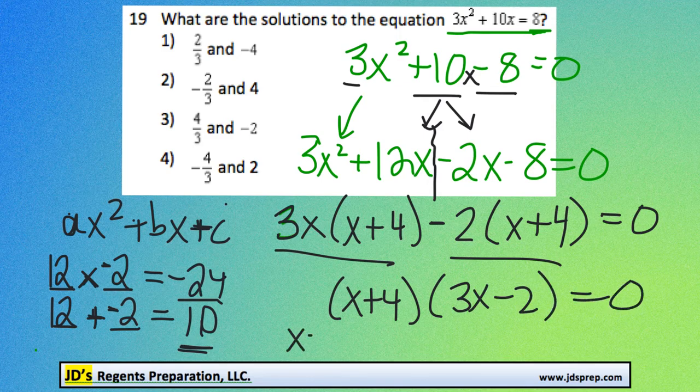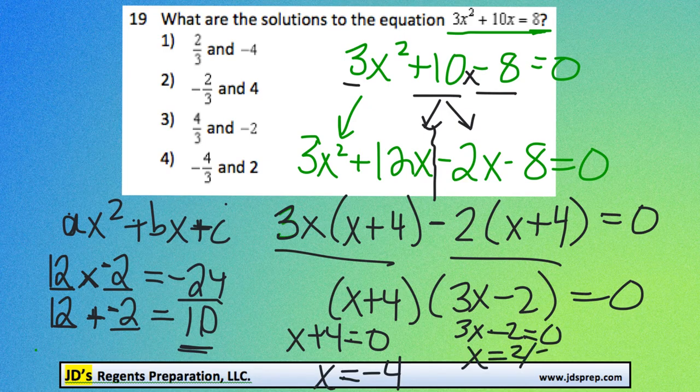Now we set both of these equal to 0. If x plus 4 equals 0, that means x equals negative 4. And if 3x minus 2 equals 0, if we solve that algebraically, you should get x equals 2/3. So negative 4 and 2/3 are the solutions.